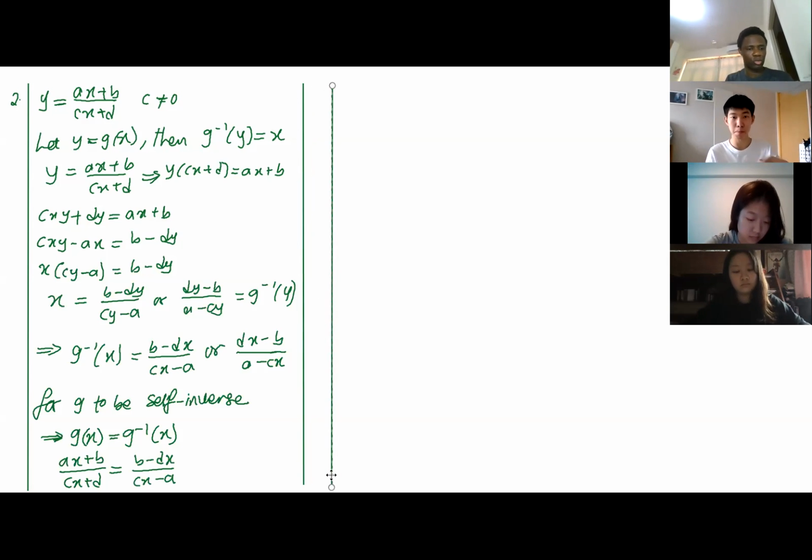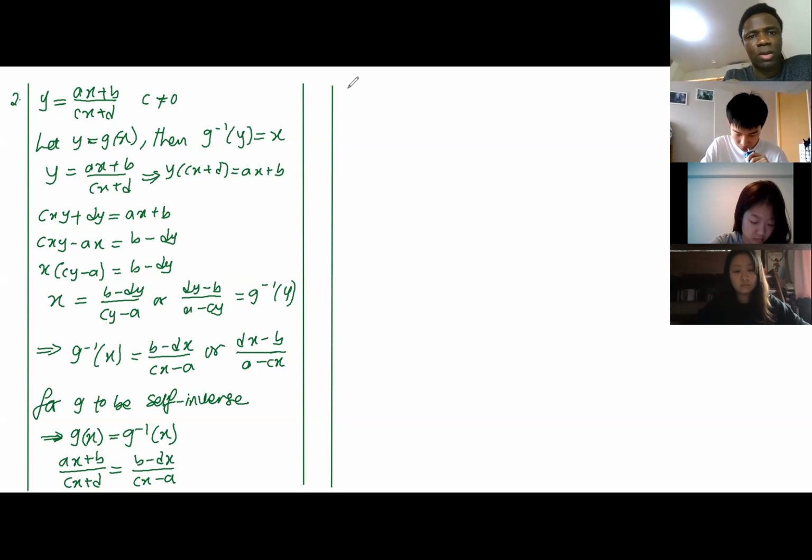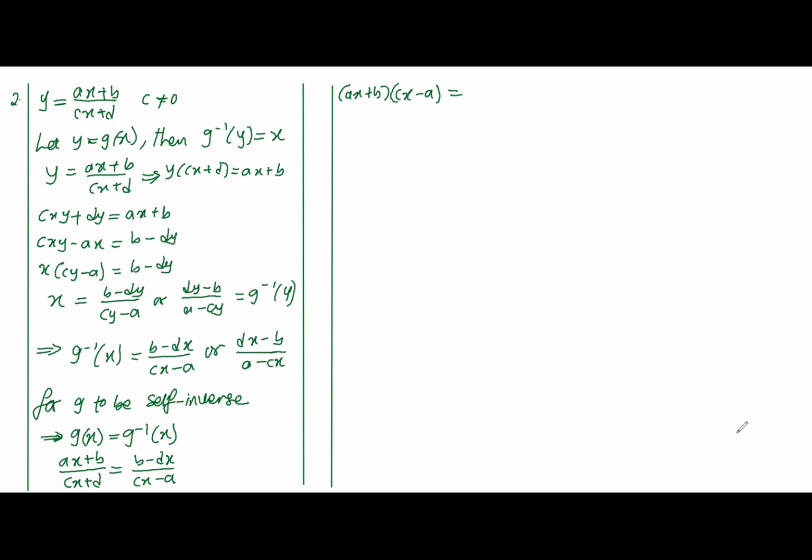So let's do what Brandy said. It says we cross multiply. Yes, we're going to cross multiply. If we cross multiply, we have ax plus b, we have cx minus a, then on the other side we have cx plus d, and we have b minus dx. So we expand and compare coefficients, basically.